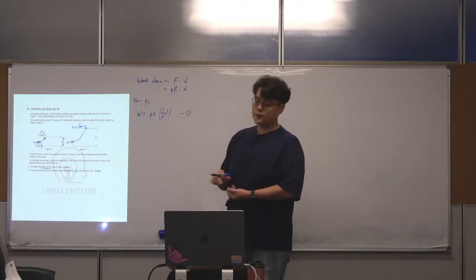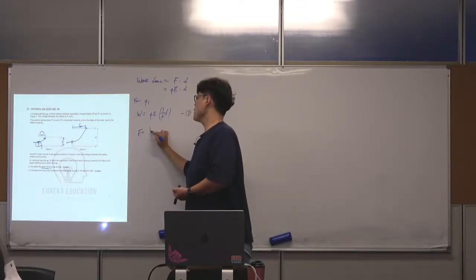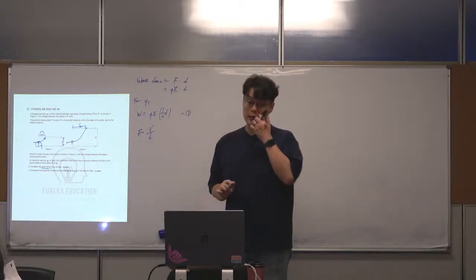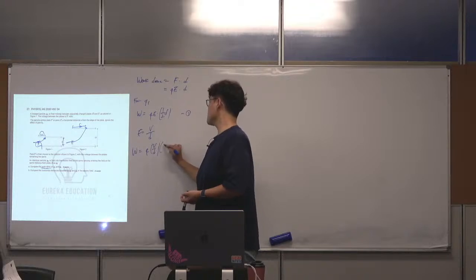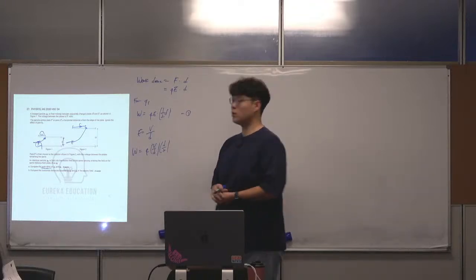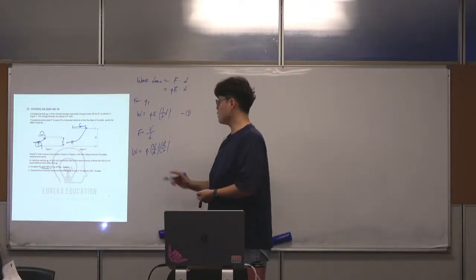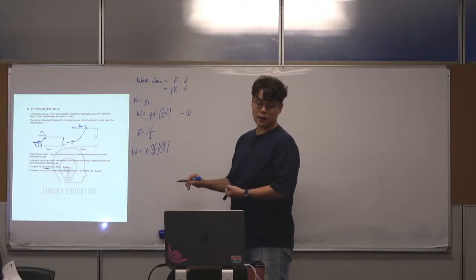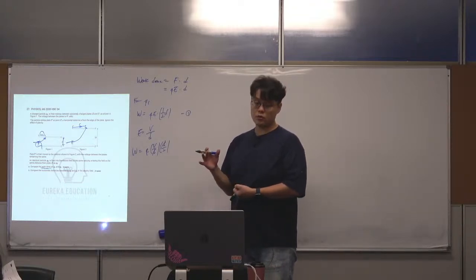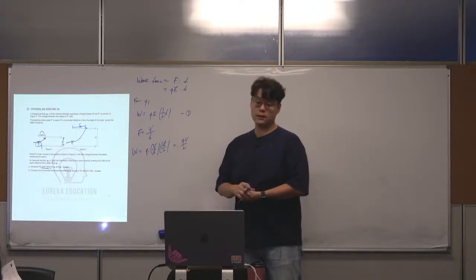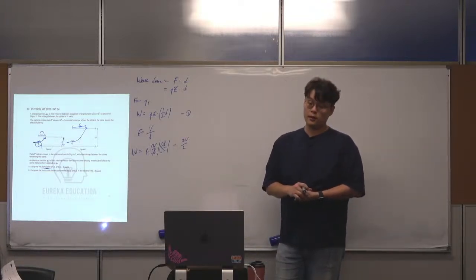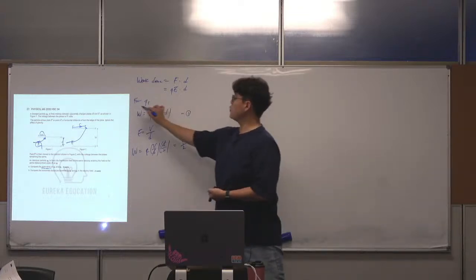Now, substitute E equals V on D. Then the work done is equal to Q times V on D times D on 2. Cancel out the D. Then you get QV on 2 like this. So that's the work done for Q1.